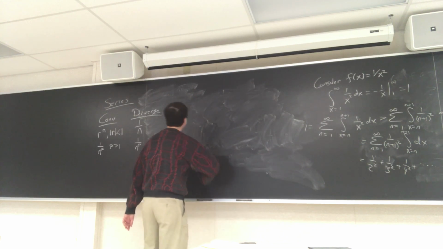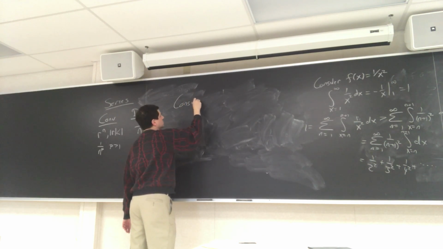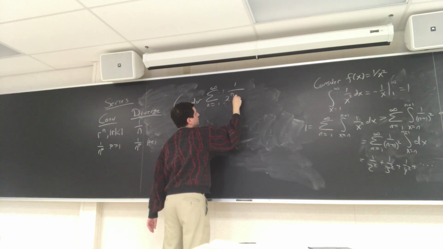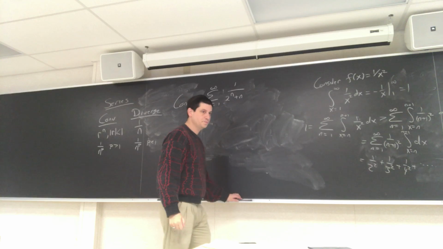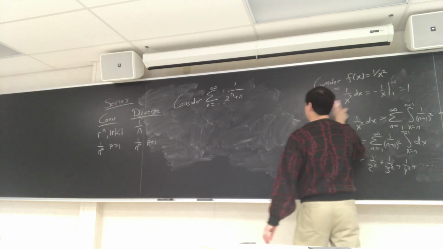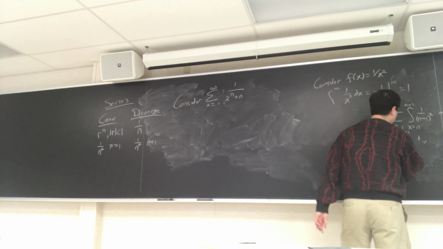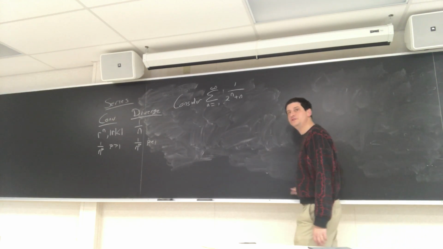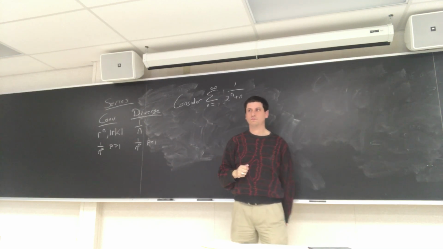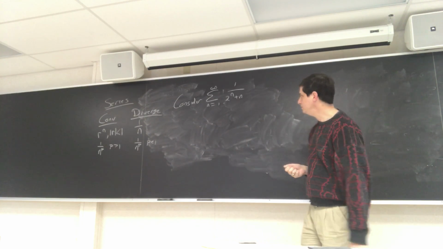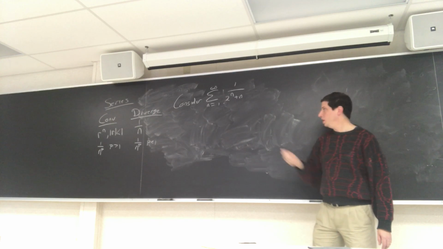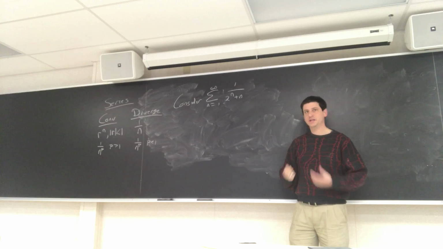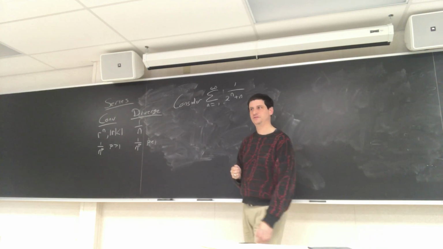So let's consider the sum, n goes from 1 to infinity, of 1 over 2 to the n plus n. So when you look at 2 to the n plus n, is this likely to converge or diverge? Can somebody give me a reason why you think this might converge? Because as n goes to infinity, 2 to the n is going to blow up and it's going to start at 0. Okay, so, and we know the sum of 1 over 2 to the n converges. Can somebody give me a reason why this might diverge?